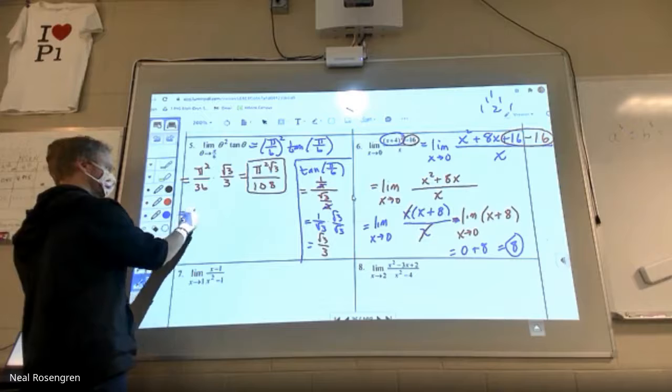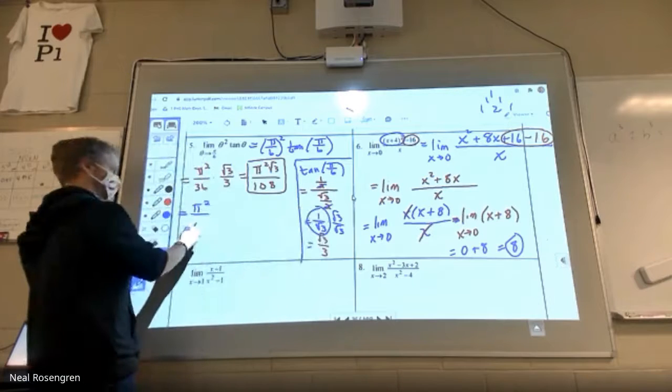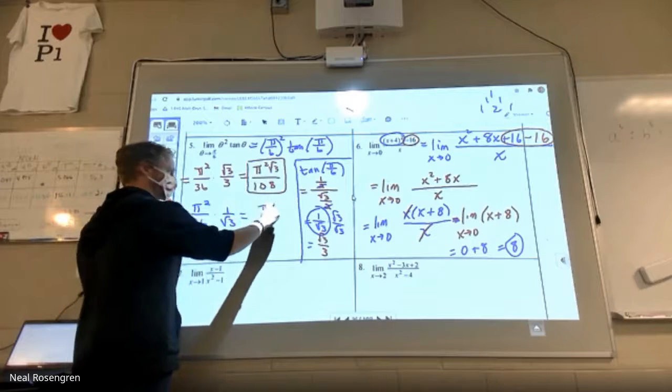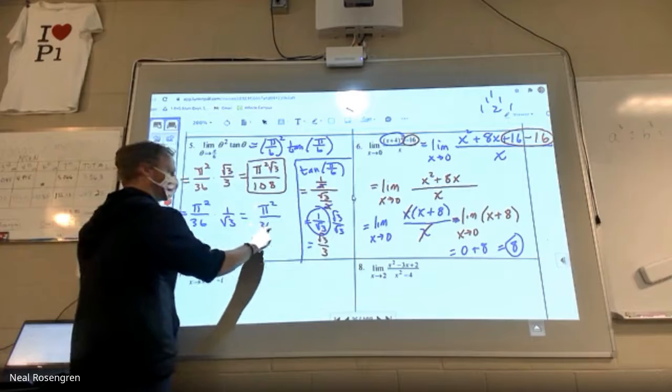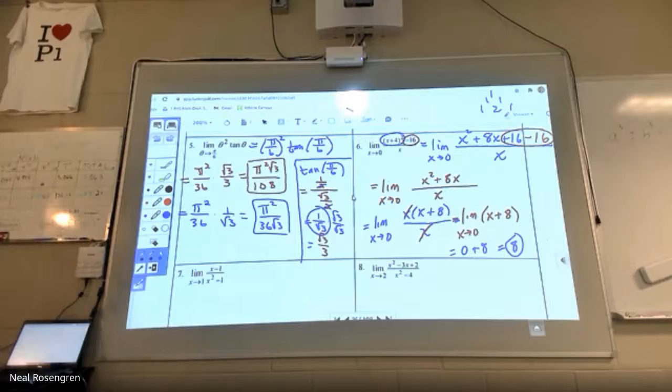Or, again, this is a completely viable option: just stop right here with tangent and call it 1 over radical 3 and get a slightly smaller set of numbers that gives you the exact same answer. So either one's good. In calculus, we can leave denominators irrational.